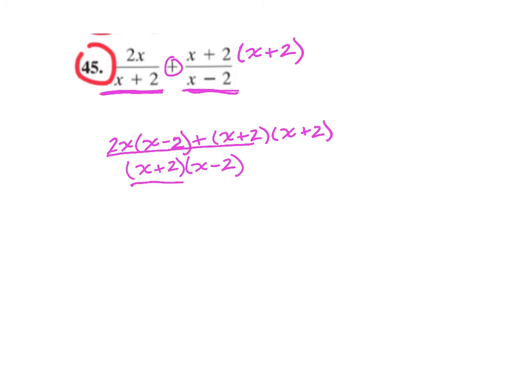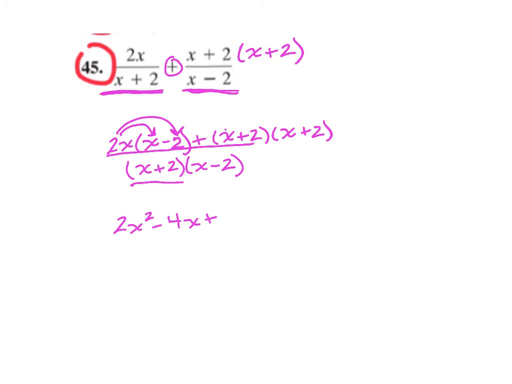Now I have to clean this up a little bit and do some multiplication. So I'm going to distribute the 2x to both terms in the first set of parentheses. So I'm going to get 2x squared minus 4x. And then I'm going to add to that.